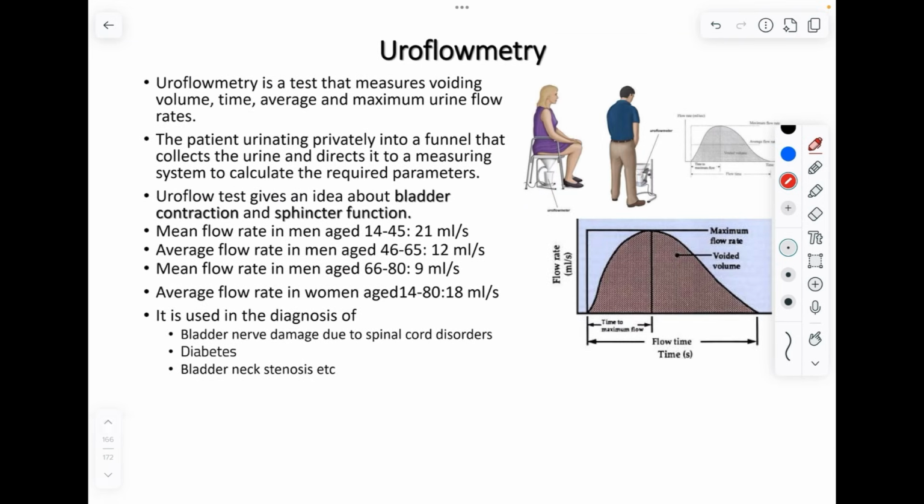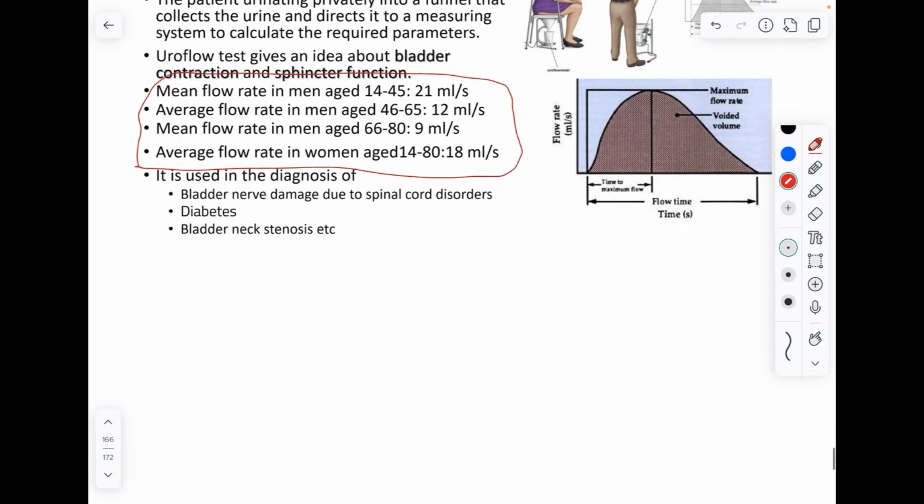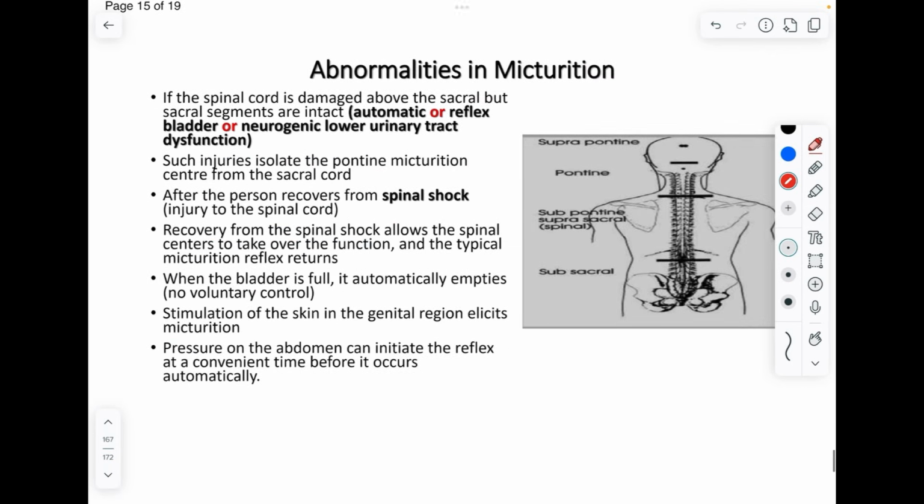Now for the uroflowmetry, it's basically a device that measures the flow rate of the person that's urinating. How much is the flow of the urine, okay? And I would say remember the values in case he asks about it, but just know them for the sake of it.